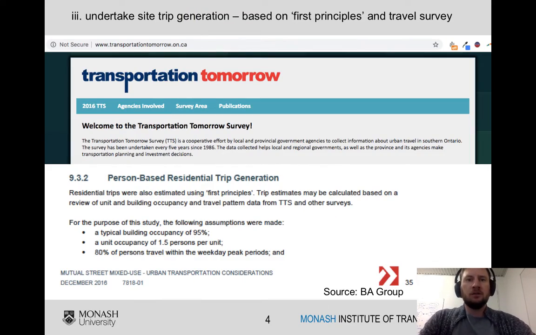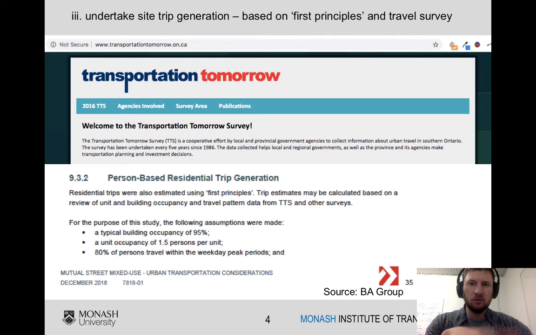Another way of doing it is to use some sort of travel survey data or some sort of first principles approach. So here's an example from Toronto again, just because I'm familiar with it. The Transportation Tomorrow survey, they do a survey every 5 years and they ring people up and ask them, well, how often did you leave the house today? Where did you go? What time did you leave, etc. And so they get an idea as to how many people travel on a typical day, where do they go, all that sort of stuff.